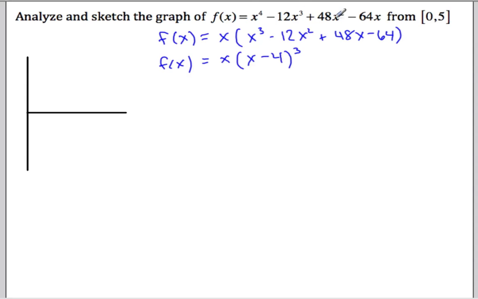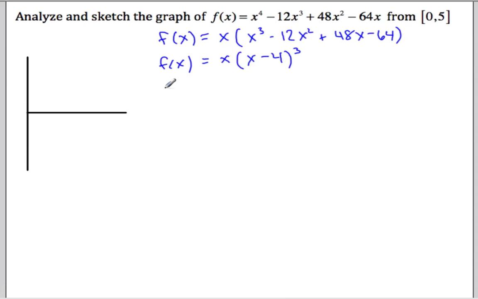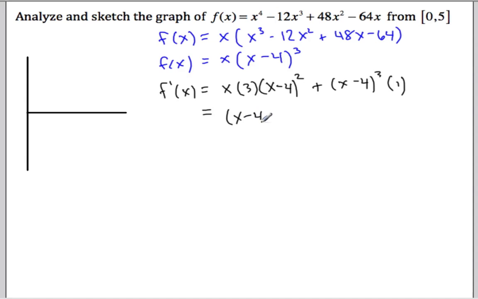Now, instead of using the power rule to take the derivative, we can use the product rule, and things will stay factored, which will be nice to see when things are equal to 0. All right, so f prime of x is first times the derivative of the second, which is 3 times x minus 4 squared, plus the second times the derivative of the first, which is 1. If we take out an x minus 4 squared, we should have 3x plus 1. Is that right?